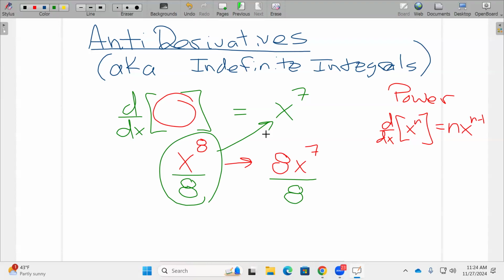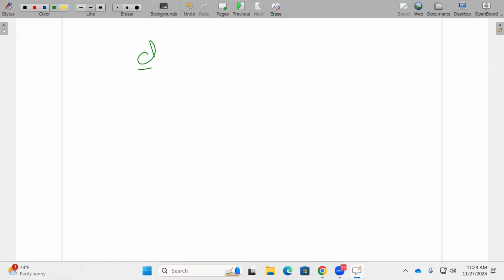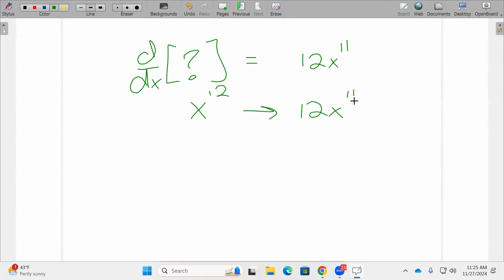Let's try another one. I'm going to take the derivative of a function, and the answer I get is 12x to the 11th power. What did I take the derivative of? X to the 12th. Let's check your guess. The derivative of x to the 12th is 12x to the 11th. Check. Anytime I do an antiderivative, I take the derivative to prove myself I got it right.